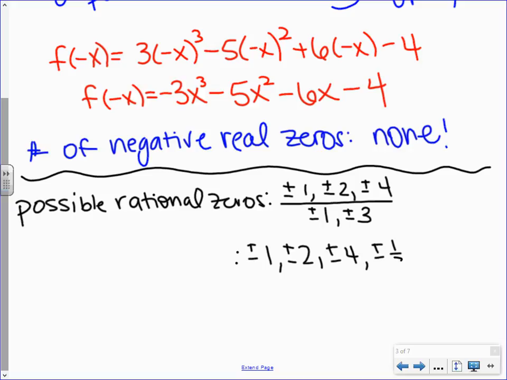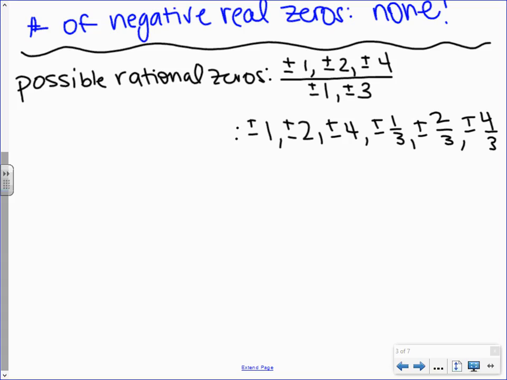1 over 3, 2 over 3, and 4 over 3. Okay? We have 12 possible rational zeros up there. But with Descartes' rule of signs, we can erase 6 of them. I wouldn't erase them. I would disregard them, because we know negative zeros aren't going to work. Okay?